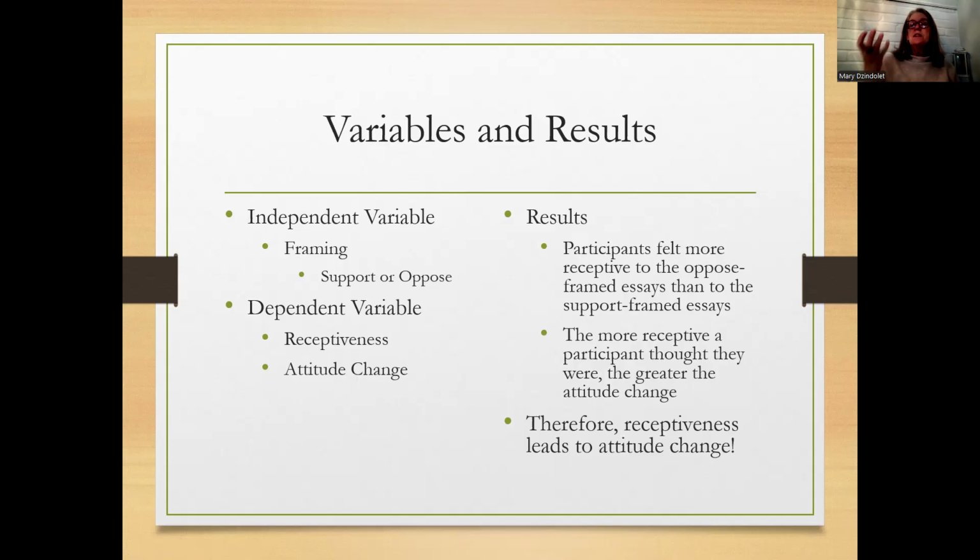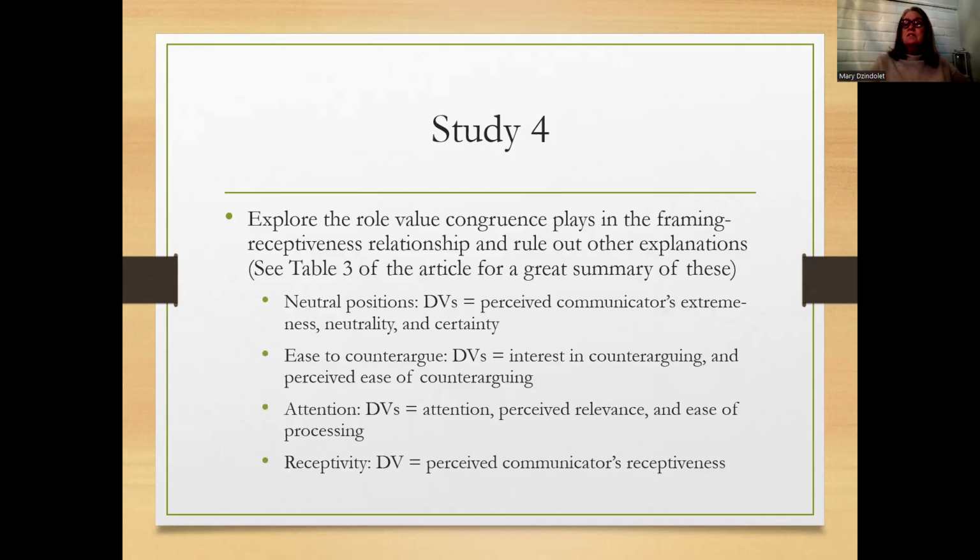So what we now know from these 3 studies is that receptiveness is really important. If you frame something in an opposed frame fashion when you're talking with someone who disagrees with you, people are more likely to be receptive to that information or to that message. And when they're more receptive, they're going to be more likely to engage with it, and they're going to be more likely to change their attitude as they engage with it. So this is really important. So in study 4, they really want to look at the mediator here. Is value congruence really what's creating this relationship?